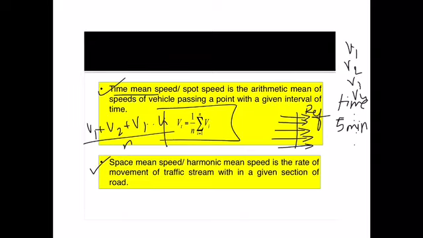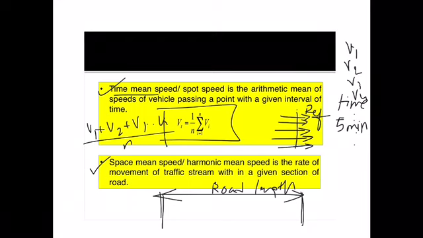Next we have measuring the speed with respect to space. Space is nothing but a fixed length. When you measure the time mean speed, you have a fixed reference point. When you want to measure the speed of vehicles in terms of space, we need to consider a road stretch. We need to fix the length of the road. Now measure the speed of various vehicles traveling in this stretch.